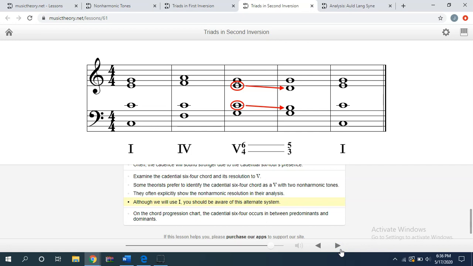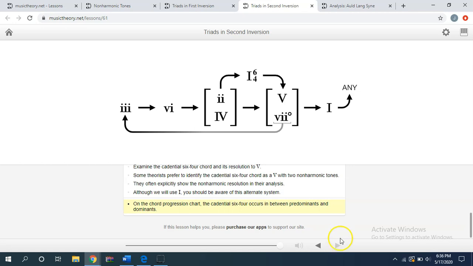Although we will use 1, you should be aware that some people occasionally think differently. So here we go. On the chord progression chart, the cadential 6/4 occurs in between the 2 and the 5, or the 4 and the 7. And don't forget, we talked about this in the first triad idea. 7s are often also done in first inversion in order to resolve to a 1 more smoothly. So once again, guys, there's just a lot of different ways to explore this and understand how this music works.